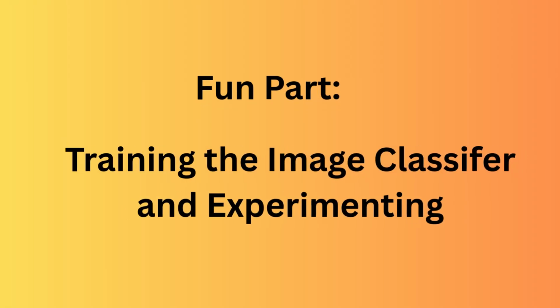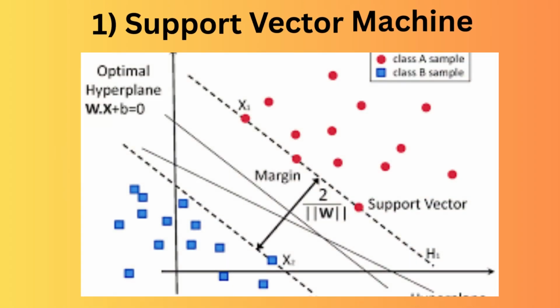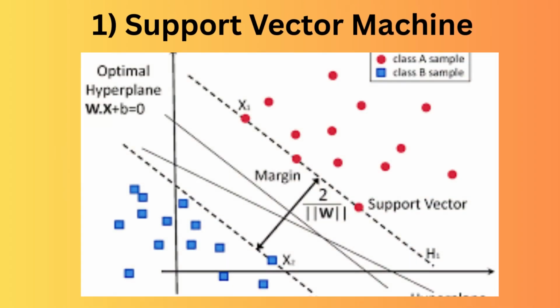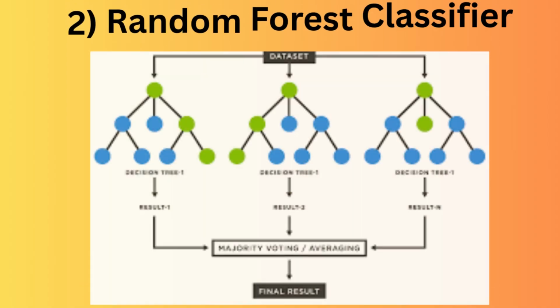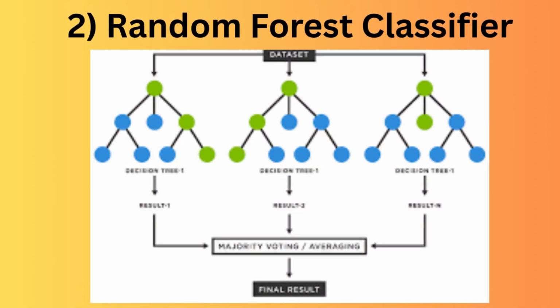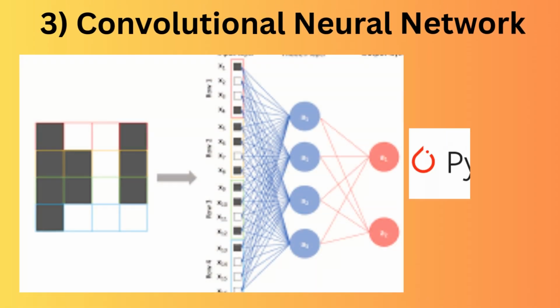Now for the fun part, training the classifier. Then I tested 3 different approaches. First, a support vector machine. I used GridSearchCV for hyperparameter tuning. Second, a random forest classifier. Third, just because I was curious, I built a small convolutional neural network in PyTorch.